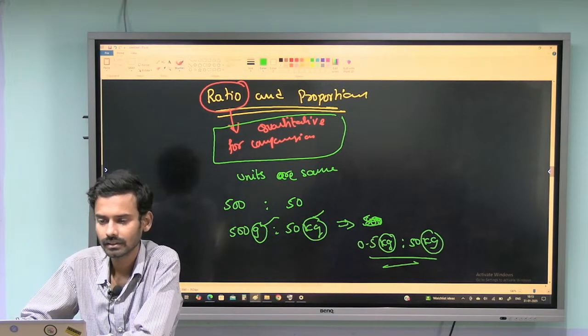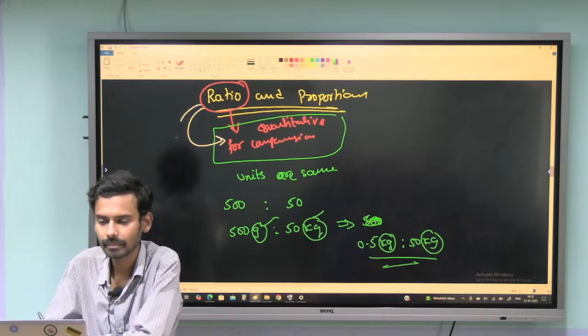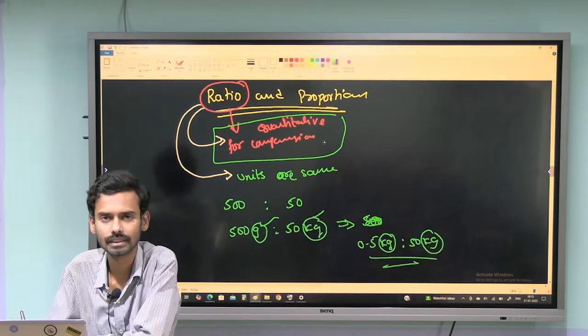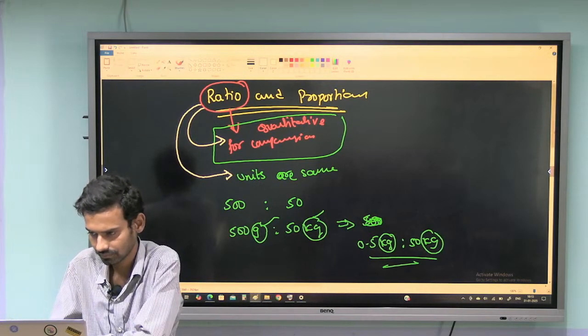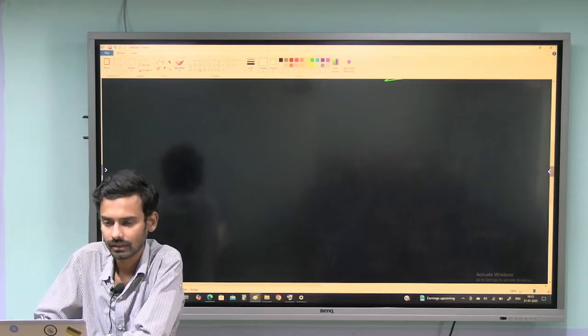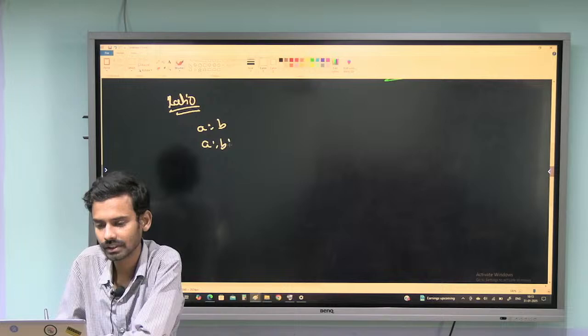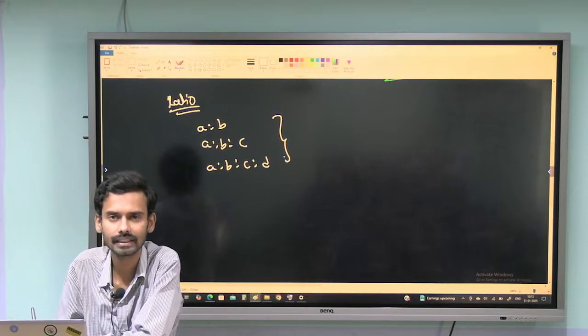Now you can compare because the units are the same. First point, ratios are used for comparison, which is actually the quantitative comparison, and before comparing we need to make sure that the units are the same. Then, how many entities can we compare? When it comes to ratios, you can compare any number of entities like A is to B, A is to B is to C, A is to B is to C is to D. I can compare any number of entities.